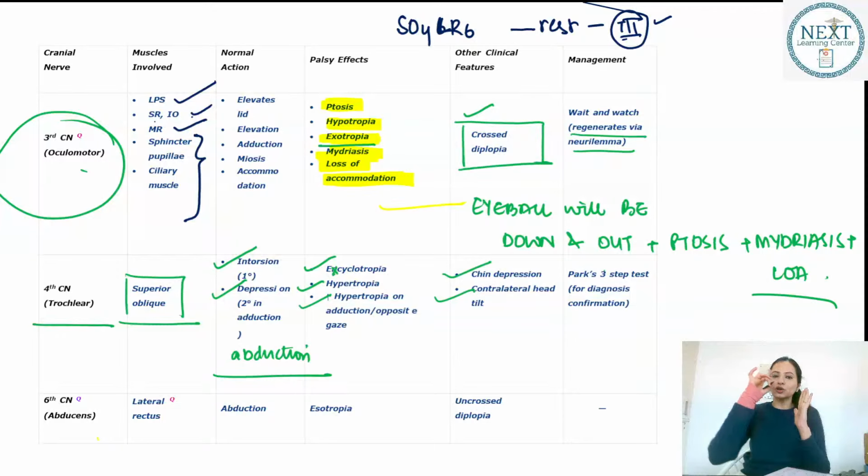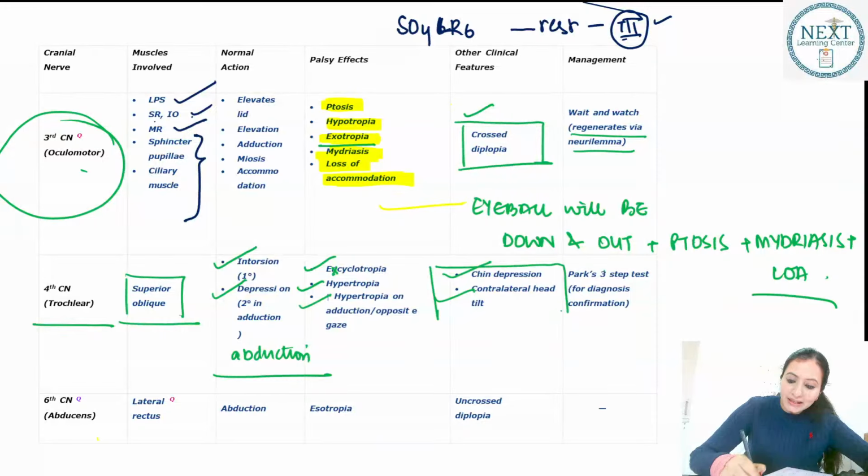Your eye is excyclotropic, right? Like this. So whenever you do a contralateral head tilt, the eyeball will move a bit like this, so the patient will not have diplopia. So this is going to be the compensatory measure. Another thing is, how will you diagnose it? By doing Park's 3-step test.